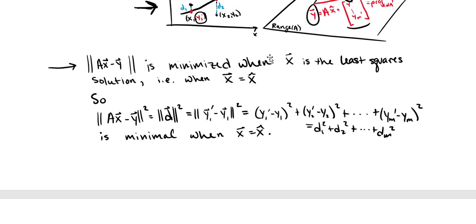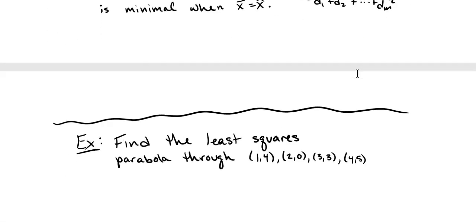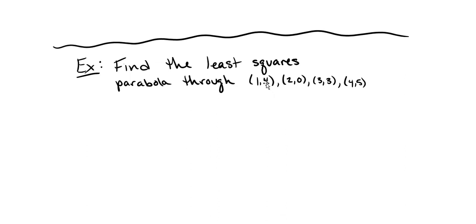Okay, sorry, I made my picture a little bit of a mess up here. So let's actually do an example where we find the least squares parabola through the points (1, 4), (2, 0), (3, 3), and (4, 5). First thing I'm going to do is write out what a parabola looks like in most general terms. It looks like this. It's a quadratic function.